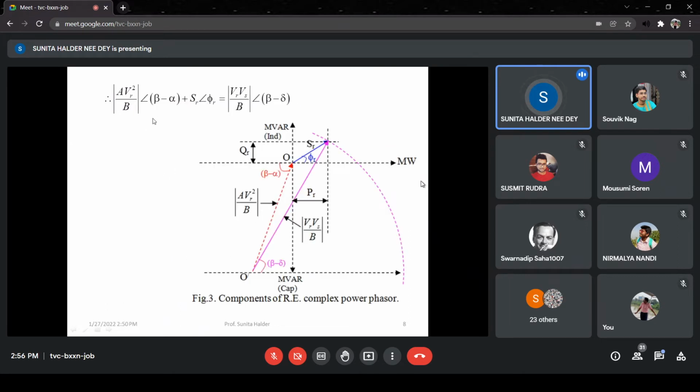So actually this is the thing in polar form, right? So in polar form, you see AVR square by B, angle beta minus alpha. So this is the polar form. Then SR angle phi r, that should be equal to VRVS by B, angle beta minus delta. So how this beta minus delta angle is coming is justified using these slides. Because beta minus delta we shall not get from the power circle diagram, we have to eliminate that one to get the power circle diagram. So this will be the internal relationship of the power phasors, right?